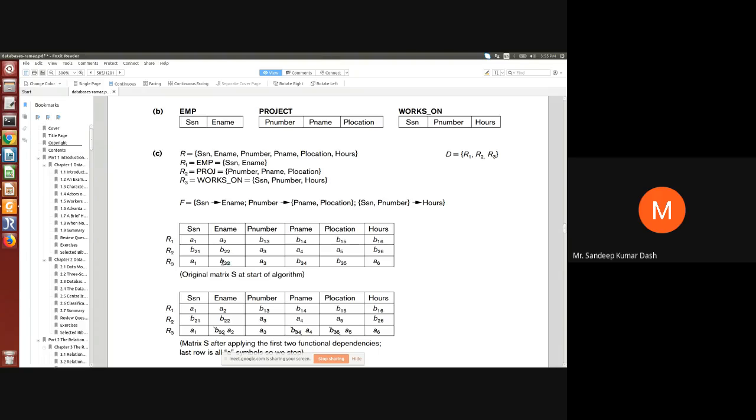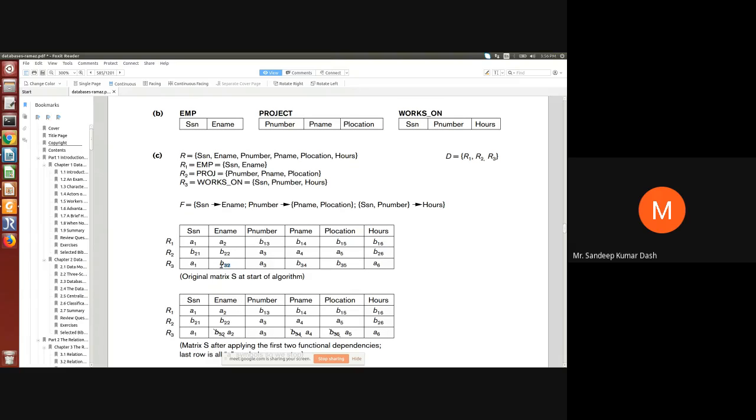Can I convert B3 to A? Can I convert this B into A? Yes, because it has A1 here. Okay, SSN determines ename. So this A1 can be referred to this A2. From this A2, you can copy this value. That means this B32 can be written as A2 because it has the same left side. A1 with reference to the R1 row, A1 is matching, so you can copy the A2 onto this.